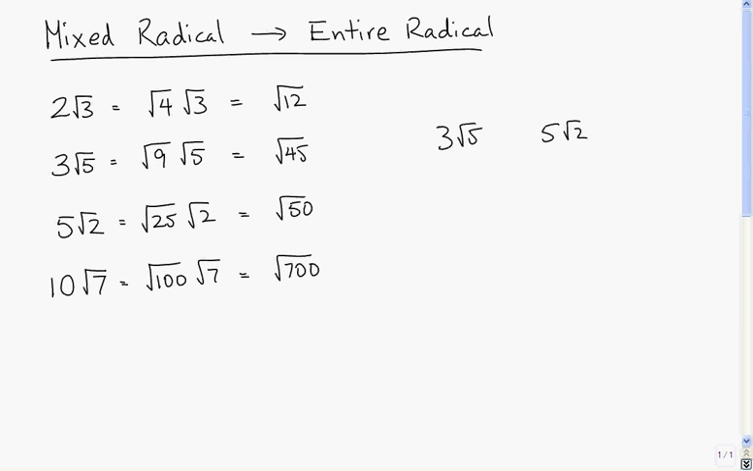However, if you convert 3 root 5 to an entire radical, root 45, and you convert 5 root 2 to an entire radical, root 50, now it's pretty obvious. Root 50 is clearly bigger than root 45. So therefore, 5 root 2 is also bigger than 3 root 5.